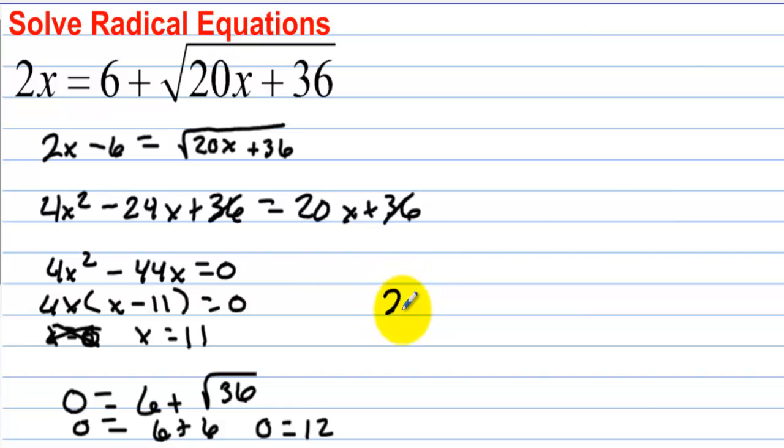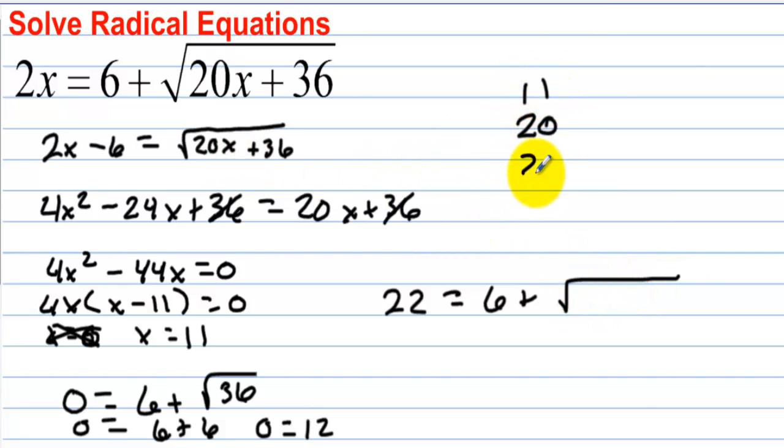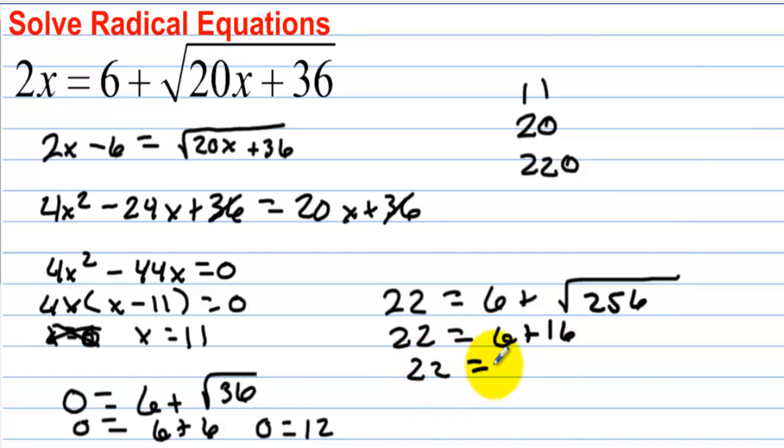Let's test 11. We get 22 equals 6 plus the square root of, let's see, 20 times 11. That's 220, plus 36, so we get 256. We get 22 is equal to 6 plus 16, and so 22 equals 22. 11 is the good answer, and 0 is the bad answer.